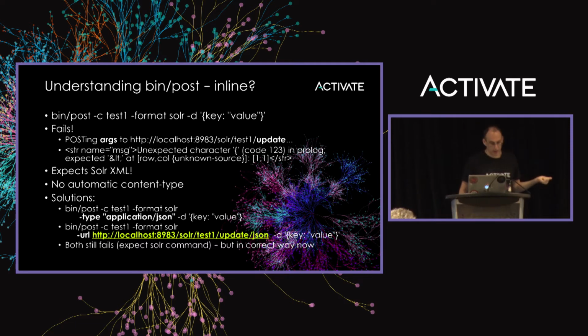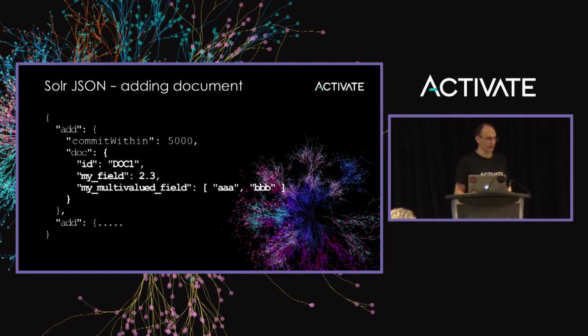You can say it's a content type. You can send to a specific URL, so to update JSON, the one in the middle, and you can tell it that it's Solr. Then it will work. And then it will fail because it's still not a Solr JSON document, but it will get to the point where it fails for the correct reason.